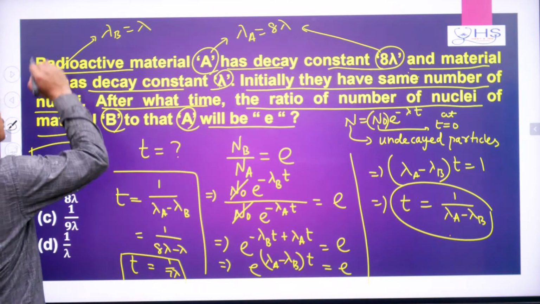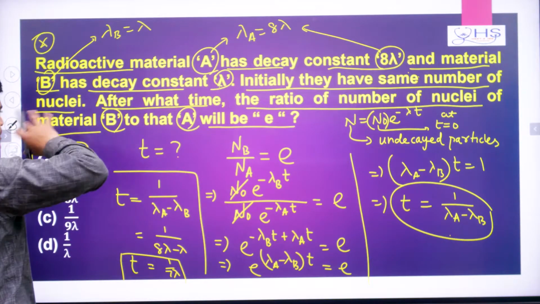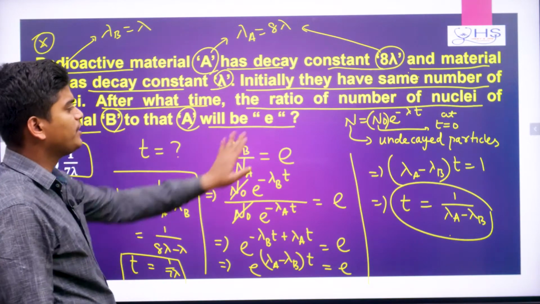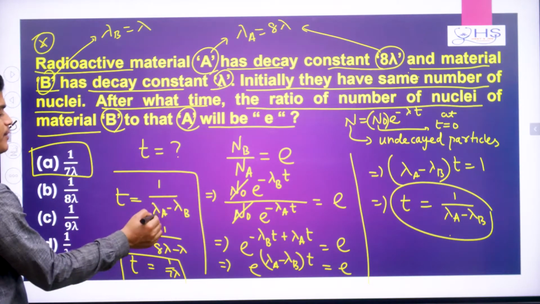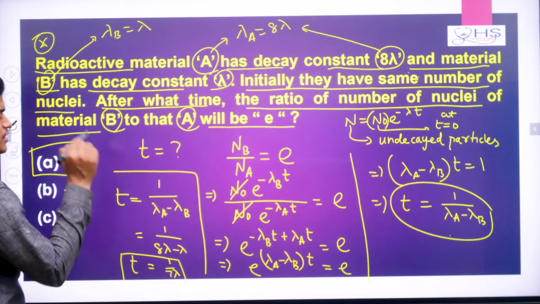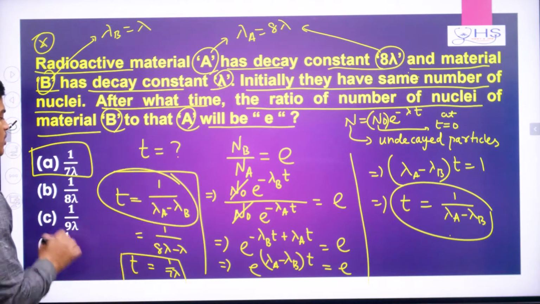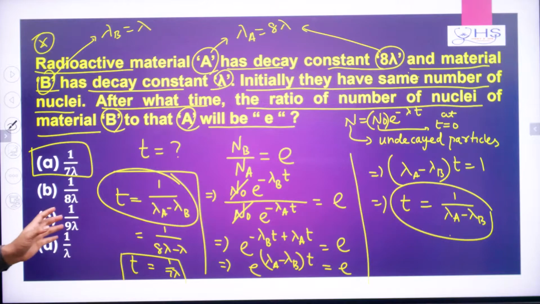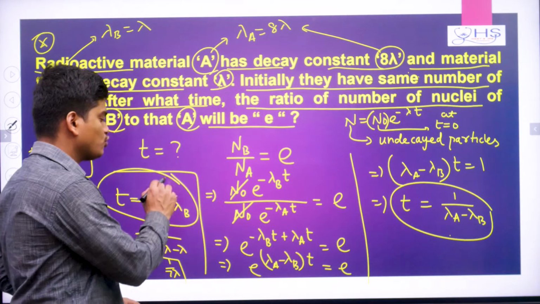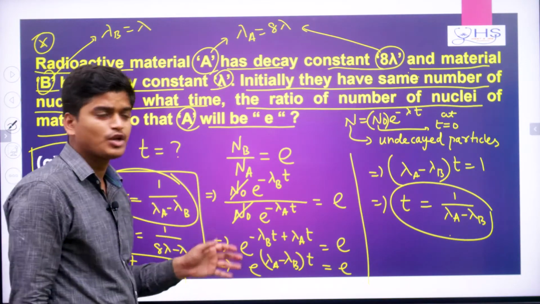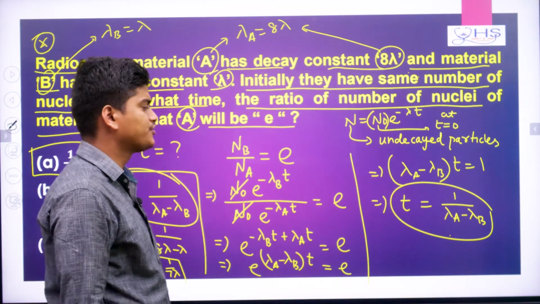So remember, this type of question is mostly asked here. If you know this formula directly, if e to the power 1, then it is 1 divided by the decay constant of a minus the decay constant of b. With this shortcut you can get the answer directly. Or if e to the power 2 is given, it is 2 by lambda a minus lambda b. But here it is given e, so you can understand it this way and calculate.